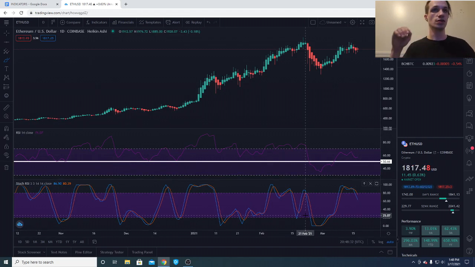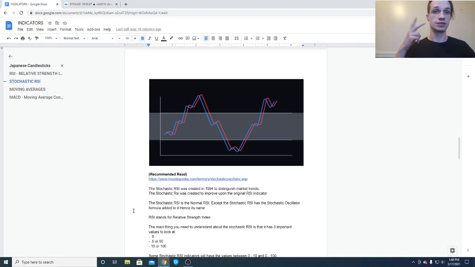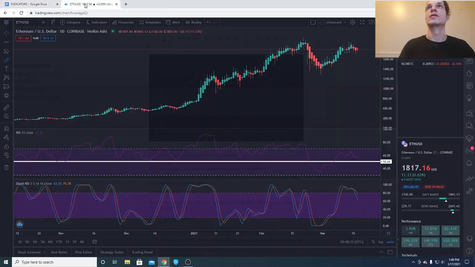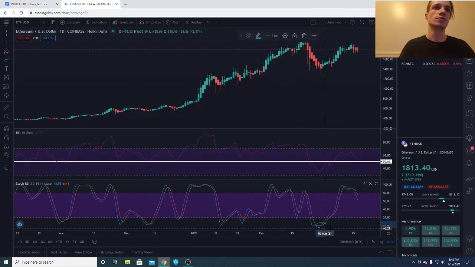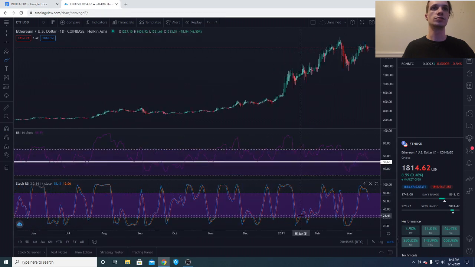So this is the first strategy. You do not have to add anything to this to use the strategy. All you need is those two indicators. So the Stochastic RSI was created in 1994 to distinguish market trends. So saying, like, we have right here the crossing, it's an uptrend, and here it's a downtrend. So it is distinguishing the trends in the market.